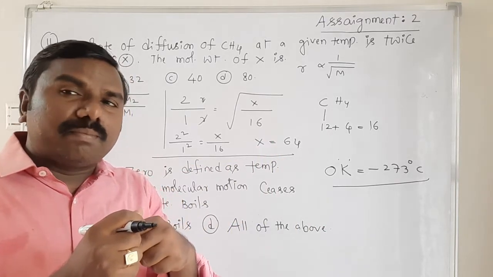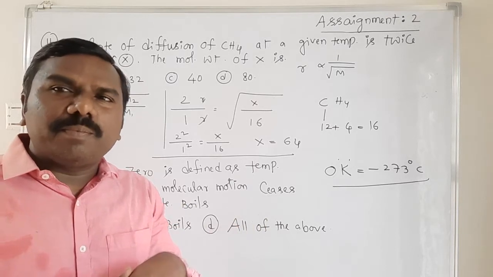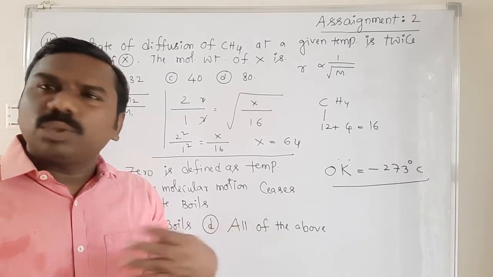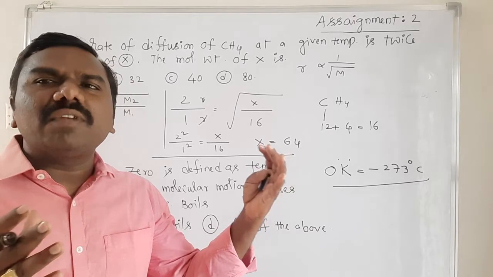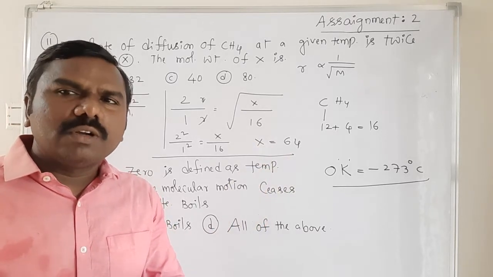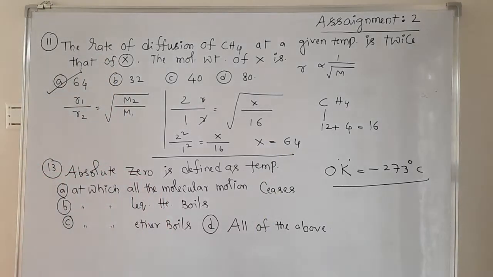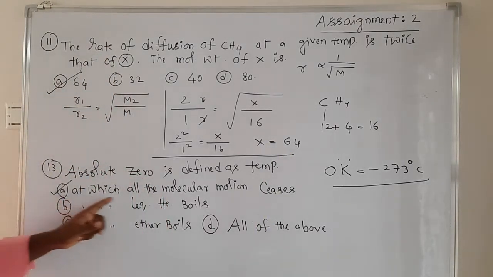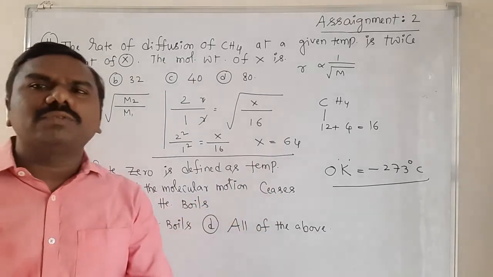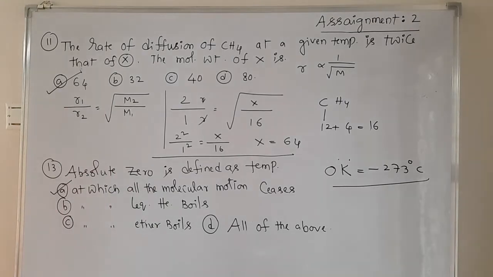If it is minus 273 degrees Celsius, is there any movement in any molecule? No movement. Everything will be completely frozen. So the molecular motion of any molecule will cease. So answer A is correct, at which all the molecular motion will cease. So option A is correct.